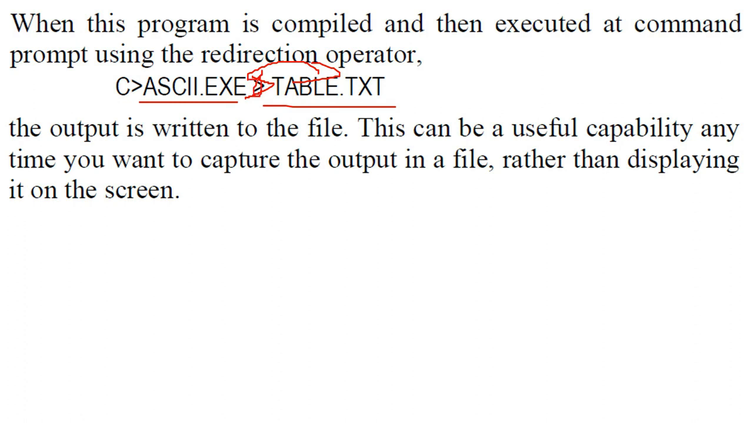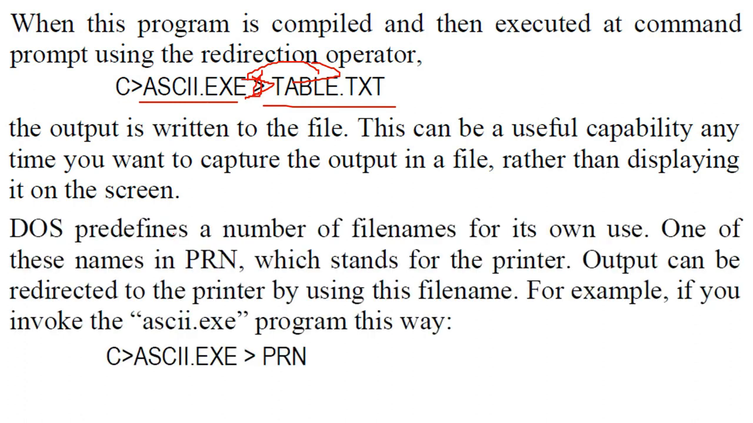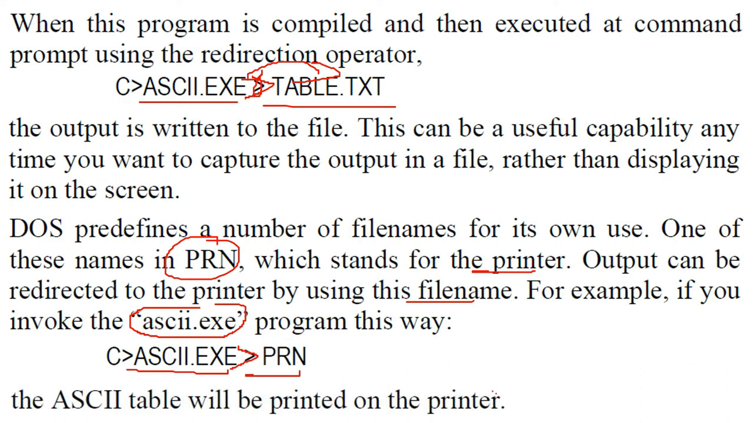How helpful is this? There are various predefined file names from the operating system for its own use. One is PRN. This stands for the printer. So now you can redirect output to the printer by using the file name. If you invoke ASCII.exe, which we have just seen, and use this redirection operator with PRN, the ASCII table will be printed to the printer.